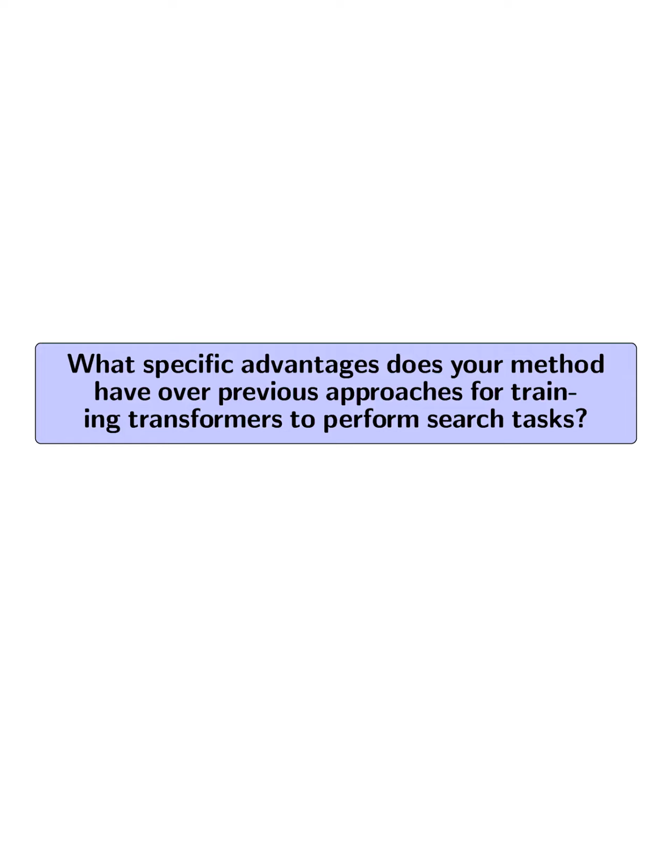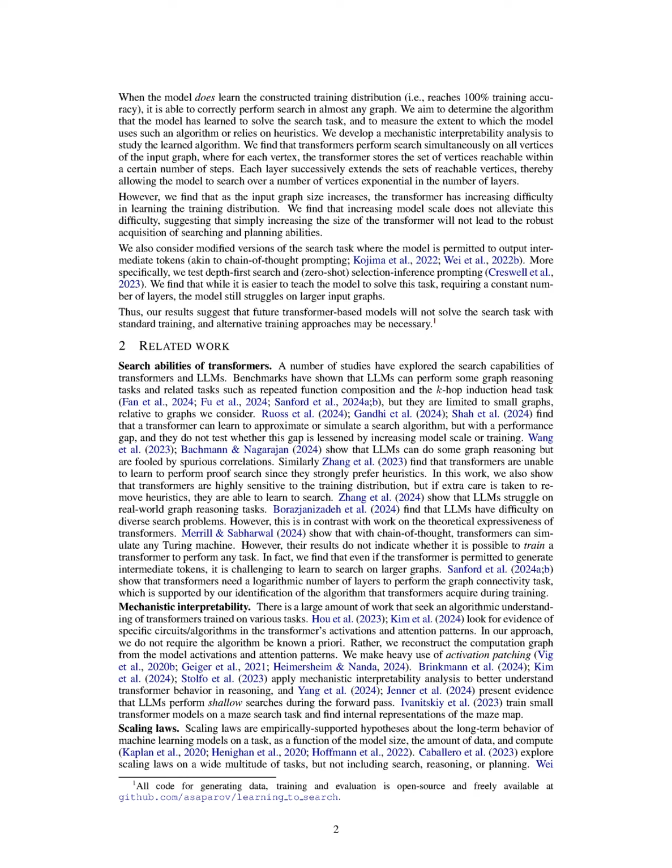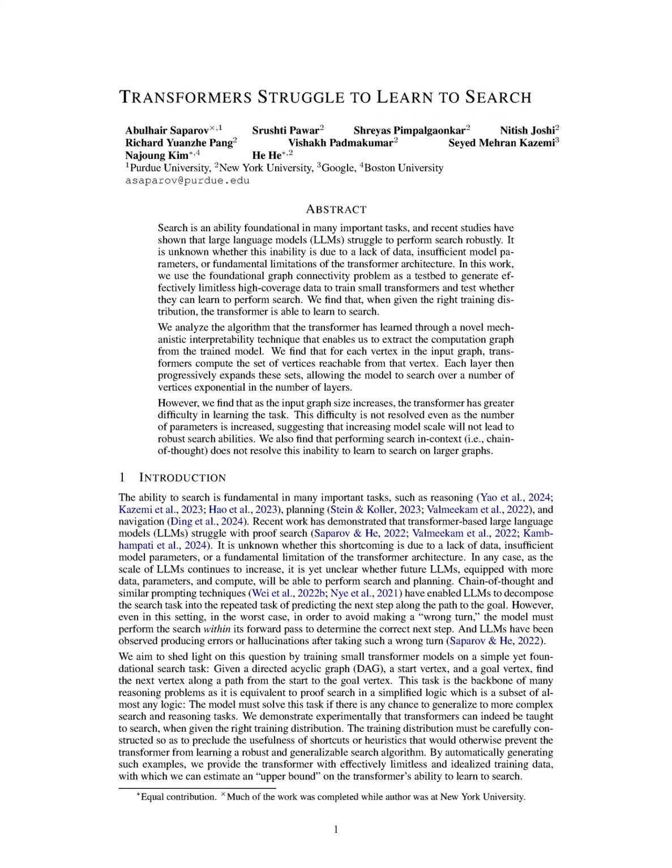What specific advantages does your method have over previous approaches for training transformers to perform search tasks? Our method offers several specific advantages over previous approaches for training transformers to perform search tasks. Firstly, we utilize a carefully constructed balanced distribution that ensures the training examples require the model to engage in deeper search processes, effectively preventing reliance on shortcuts or heuristics that hinder learning.